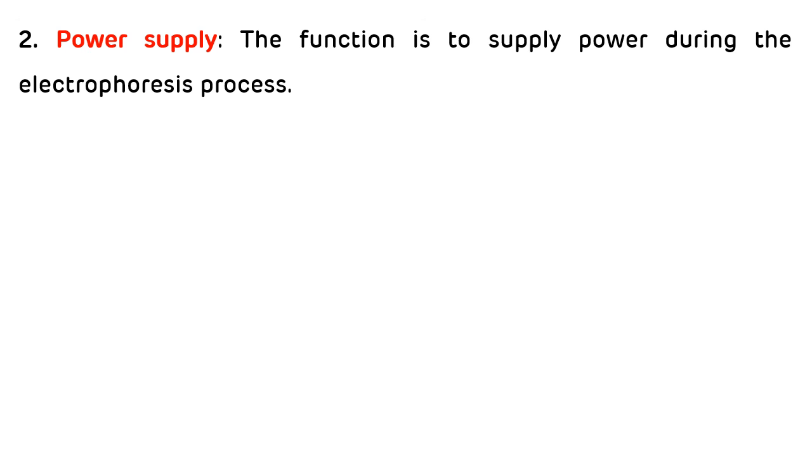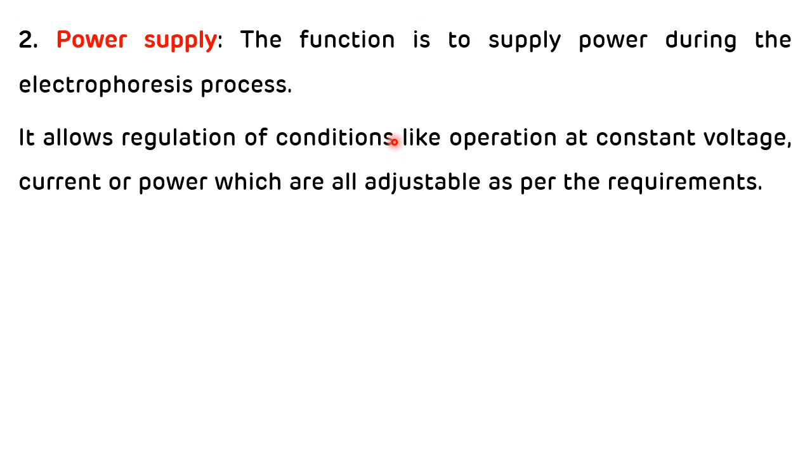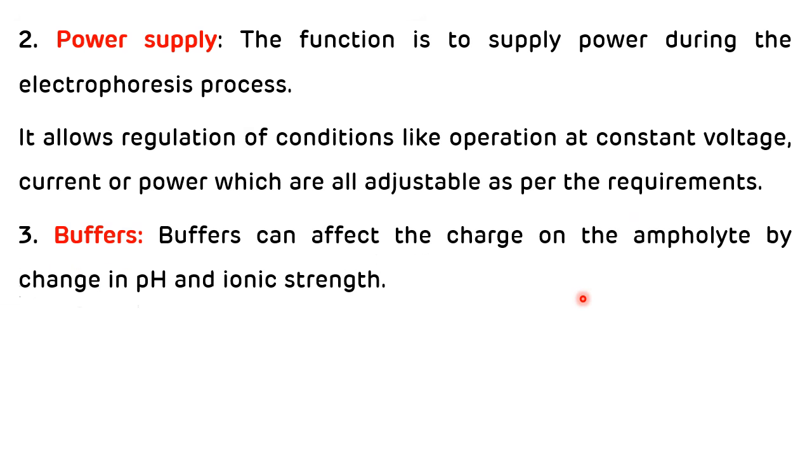Power supply. The function of the power supply is to supply power during the electrophoresis process, and it allows regulation of conditions like operation at constant voltage, current or power, which are all adjustable as per the requirements. One important thing for electrophoresis is the buffer solution. Buffers can affect the charge on the ampholyte by change in the pH as well as in the ionic strength. These are the various support media and other components required for electrophoresis.